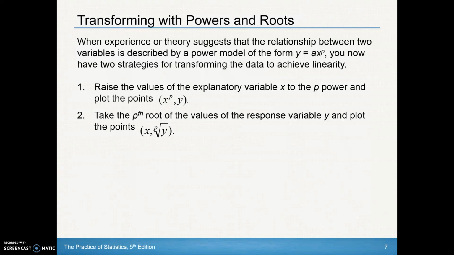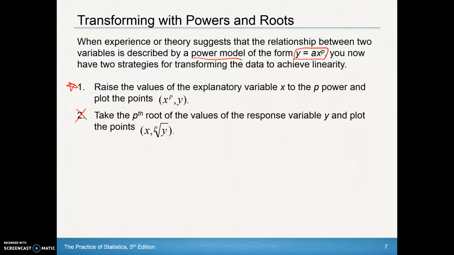What we did in the previous videos: when we have experience or theory that suggests the relationship between two variables is described by a power model, of this form, you now have two strategies for transforming the data to achieve linearity. And this is the one I really suggest you do. Again, not a big fan of the second one.